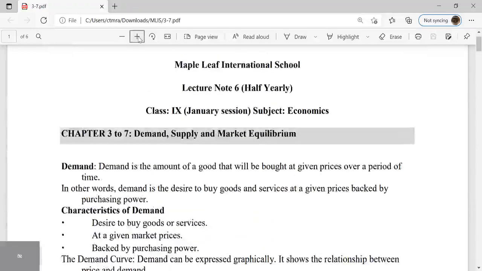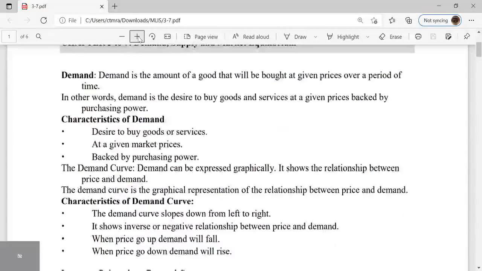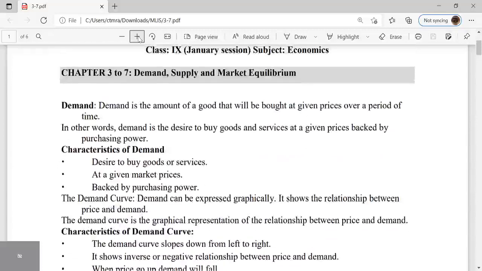Syllabus. Okay, so this is from paper 1, chapter 3 to 7. So we'll be starting demand. So demand is the amount of goods that will be bought at a given price over a period of time.